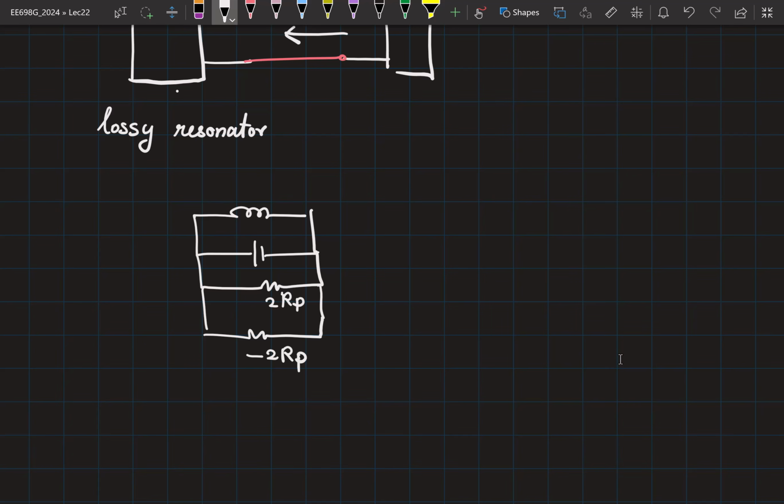Okay. So we'll start with a very interesting circuit configuration in the next class.